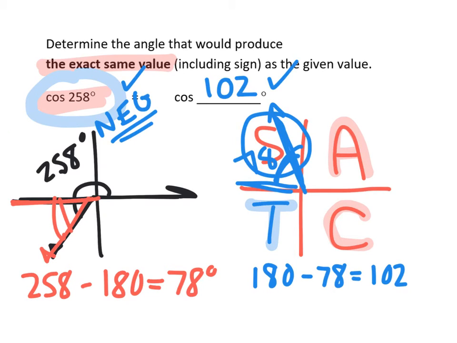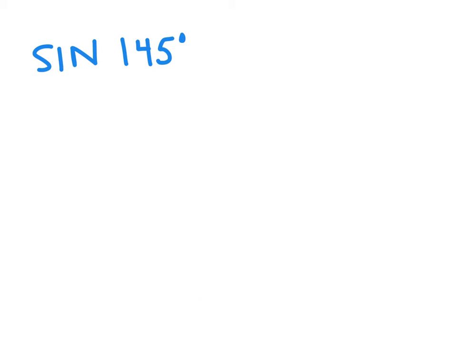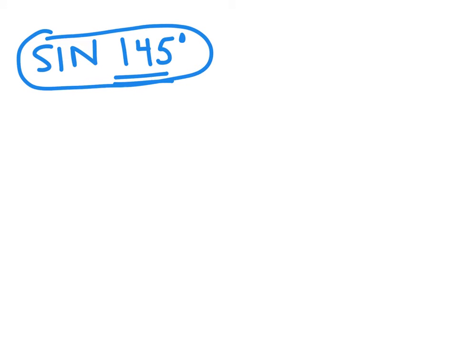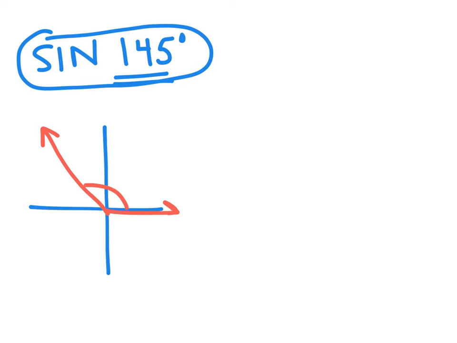Let's do one more example. If we were trying to find the exact same angle that would produce an equivalent value to the sine of 145, the key is to obtain the reference angle first. So 145 places us in this quadrant, and the reference angle would be found between the x-axis and the terminal arm. 180 minus 145 leaves us with a 35-degree reference angle.